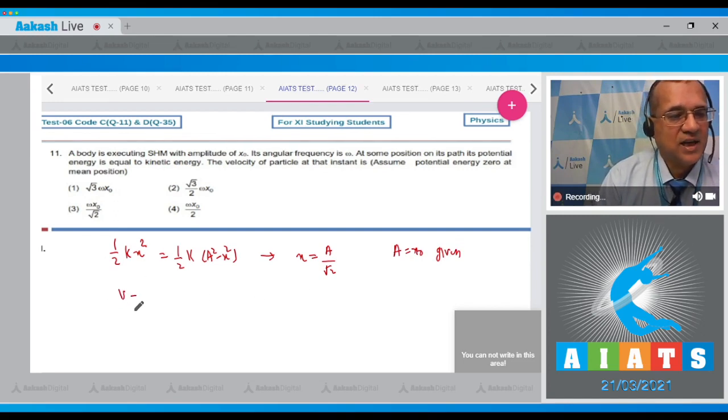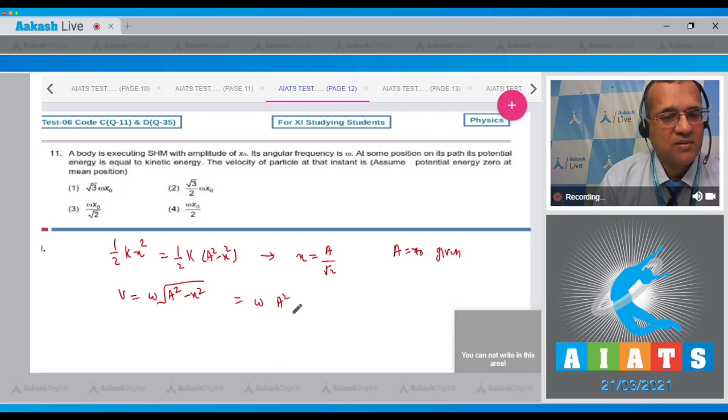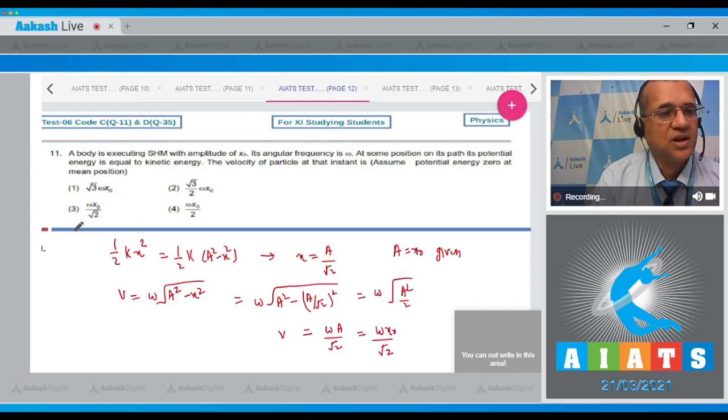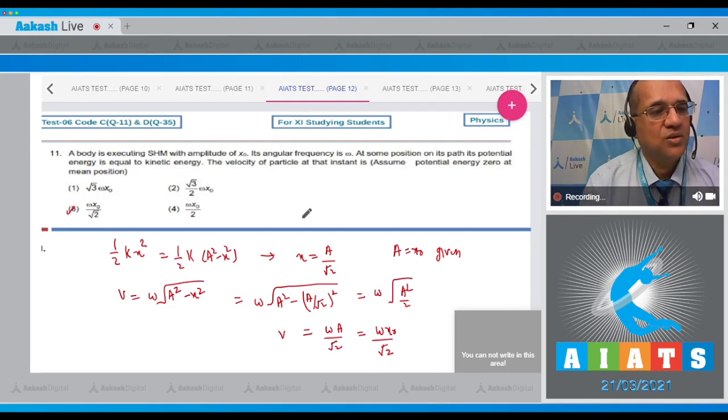And see, the velocity at that point is equal to omega times the square root of a squared minus x squared. So I'll fill in omega times the square root of a squared minus (a by root 2) squared, which is equal to omega times the square root of a squared by 2. This is equal to omega a by root 2. That is the velocity at that time. And a was equal to x naught. And see the options: the third option is omega x naught by root 2. So the correct option is option number 3.